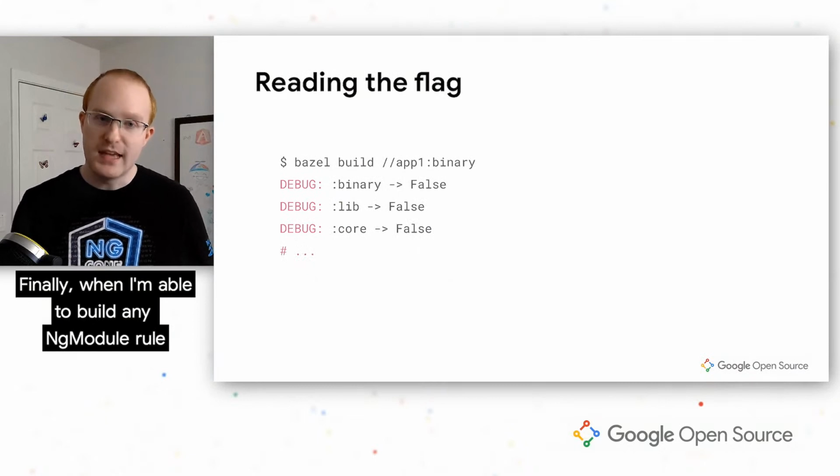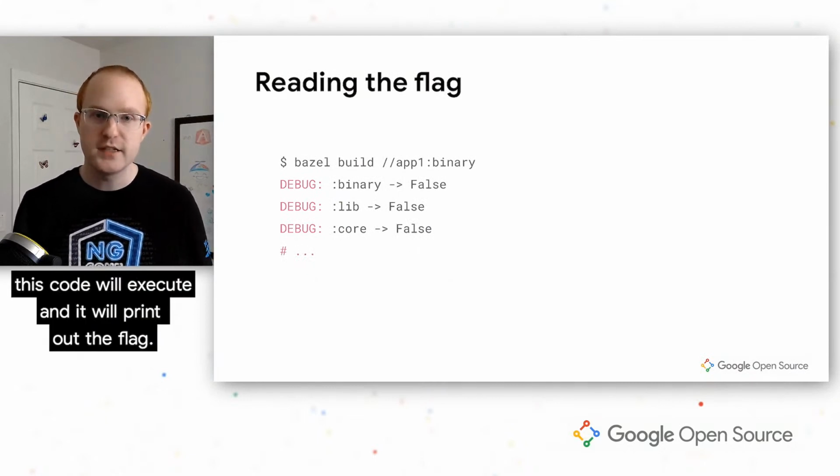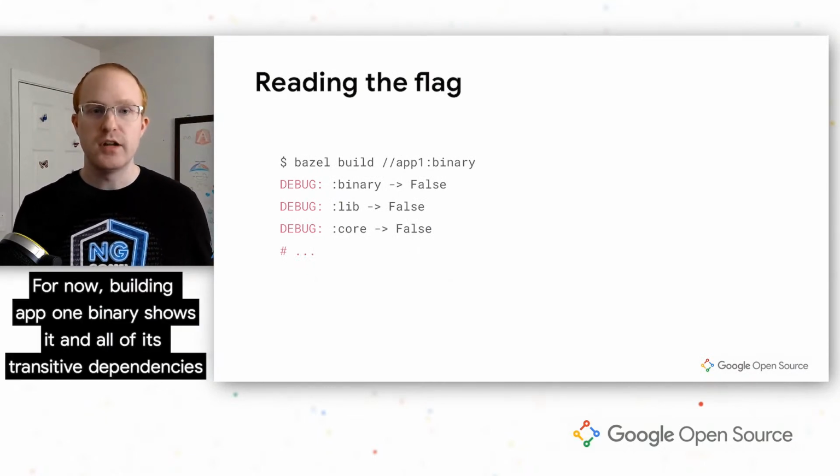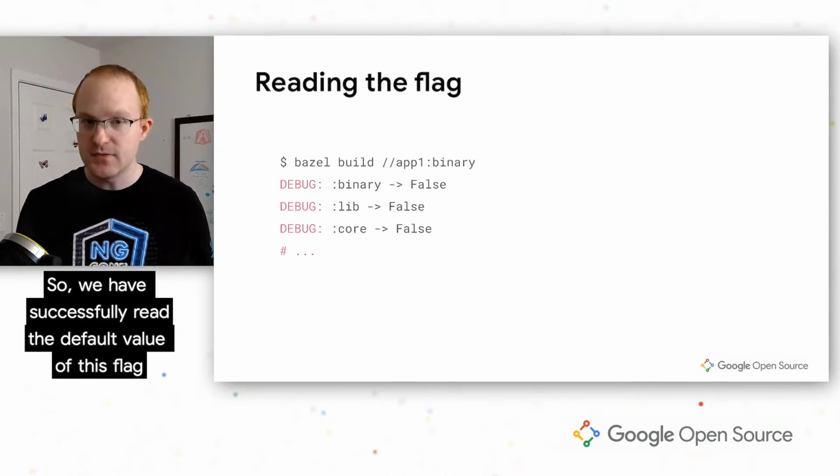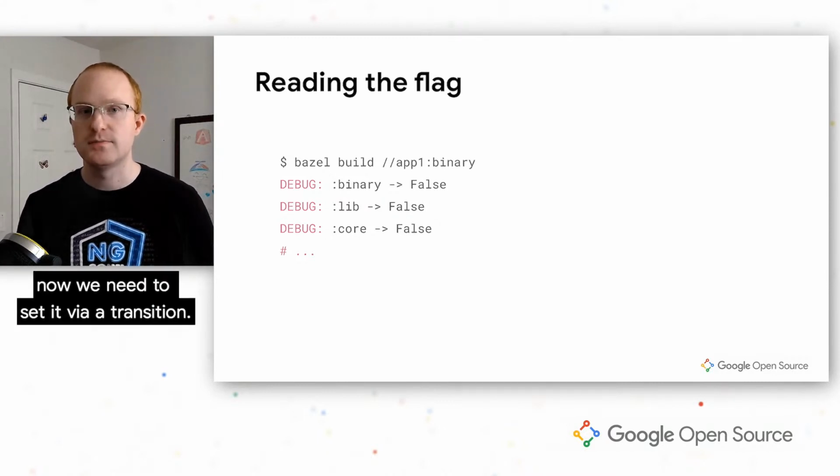Finally, when I'm able to build any ng module rule, this code will execute and it will print out the flag. For now, building app1 binary shows that it and all of its transitive dependencies are built with Ivy set to false. So we successfully read the default value of this flag. Now we need to set it via transition.